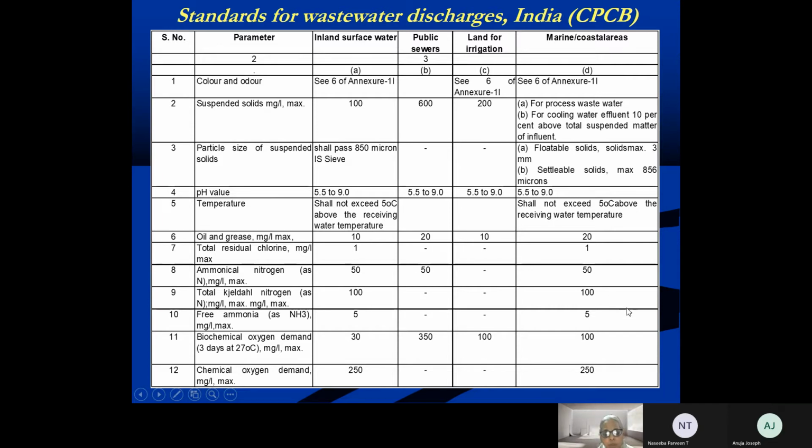I'm not going to read out all of that. It's for you to spend some time and read it. I will be uploading the slides, so you'll be able to do that. And finally, you have marine and coastal areas. The standards are again quite relaxed compared to inland surface water bodies. And you can see the standards for marine and coastal environments.